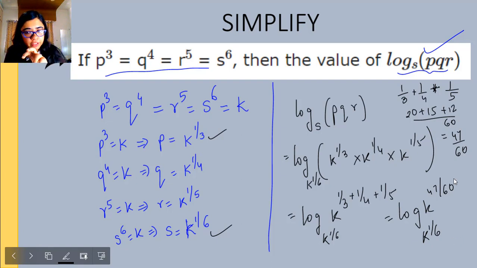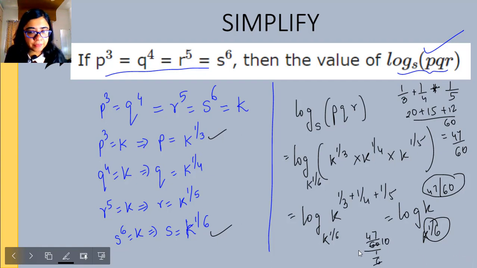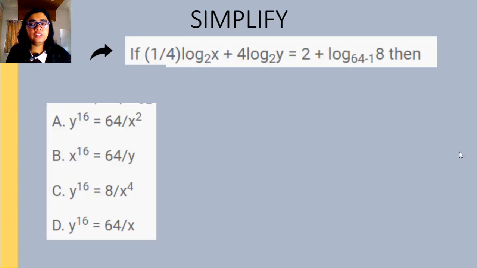As per law of logarithm, both these powers will come out. So I'll just write it down here, 47 by 60 upon 1 by 6. 6 ones are 6, 6 tens are 60. So your final answer will be 47 by 10 or 4.7. Okay? This is your final value. I hope this is clear. Moving on to the next question.